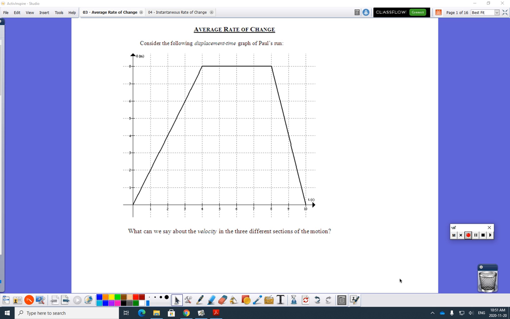Right back to displacement time graphs, because the physics examples are the simplest ones to set up. And we won't go too crazy with physics. We'll just deal with these displacement time graphs. Consider the following displacement time graph of Paul's run. This might have been stolen right from grade 9. This is the kind of thing we do and say, can you analyze what's happening with Paul's run here? And so what can we say about the velocity in these three different sections of motion?